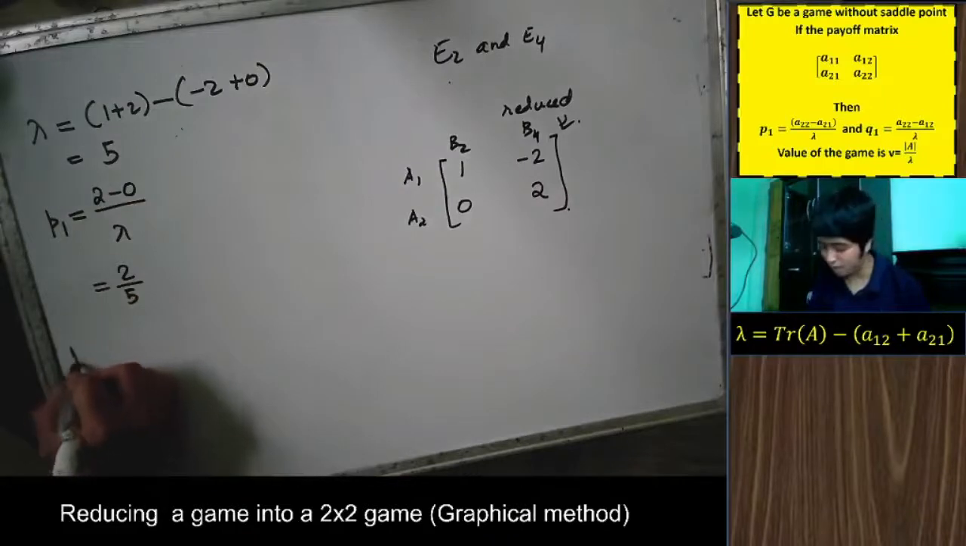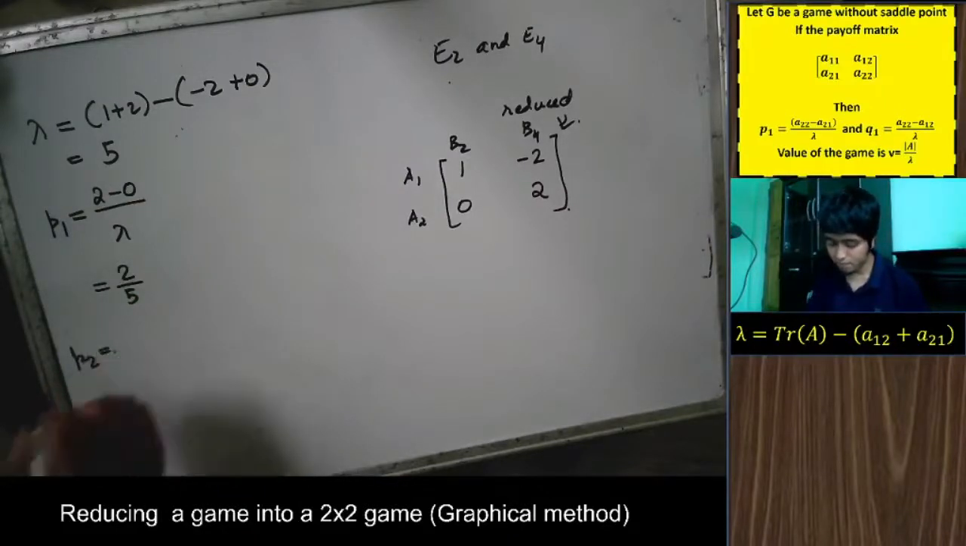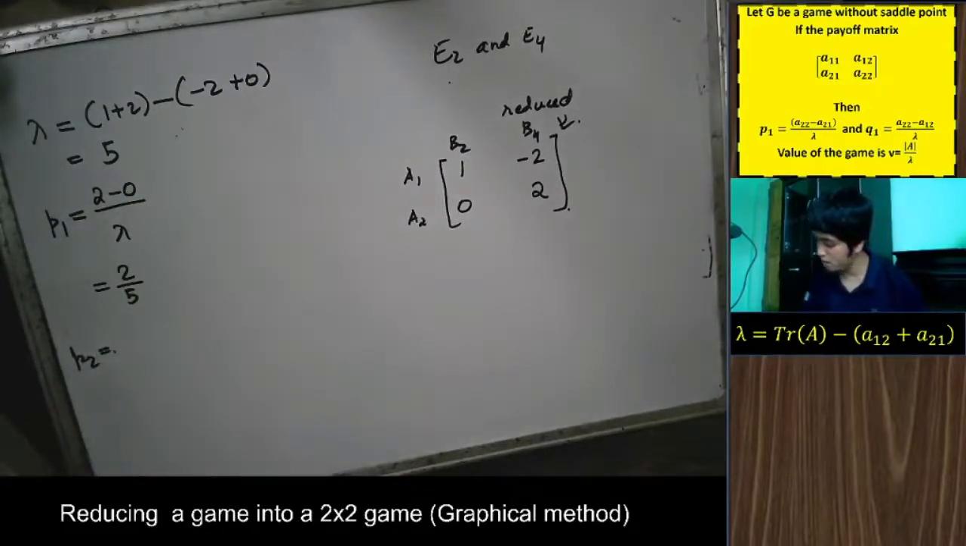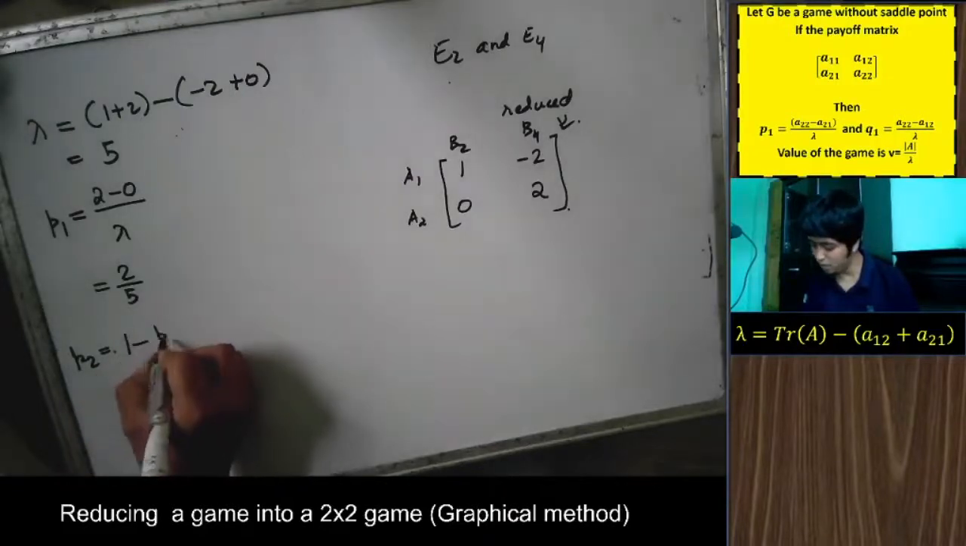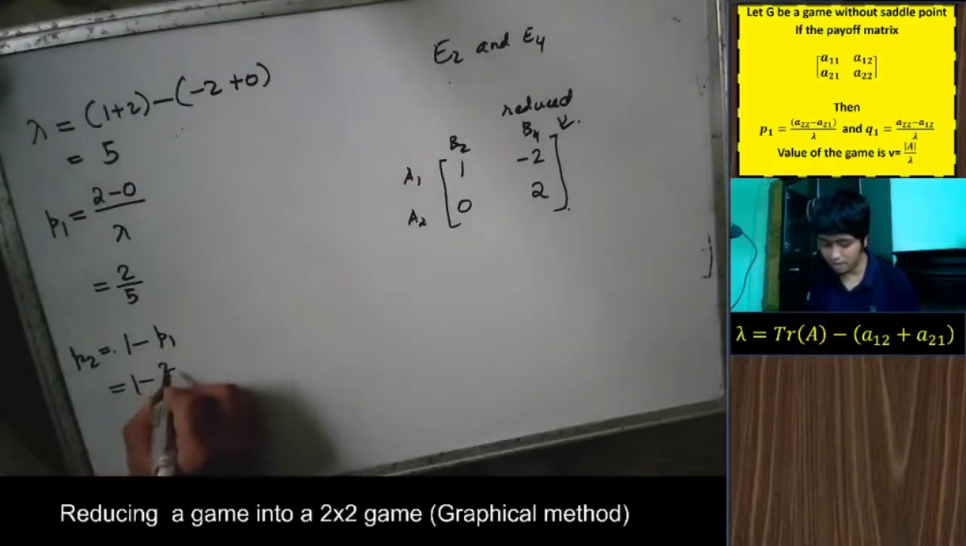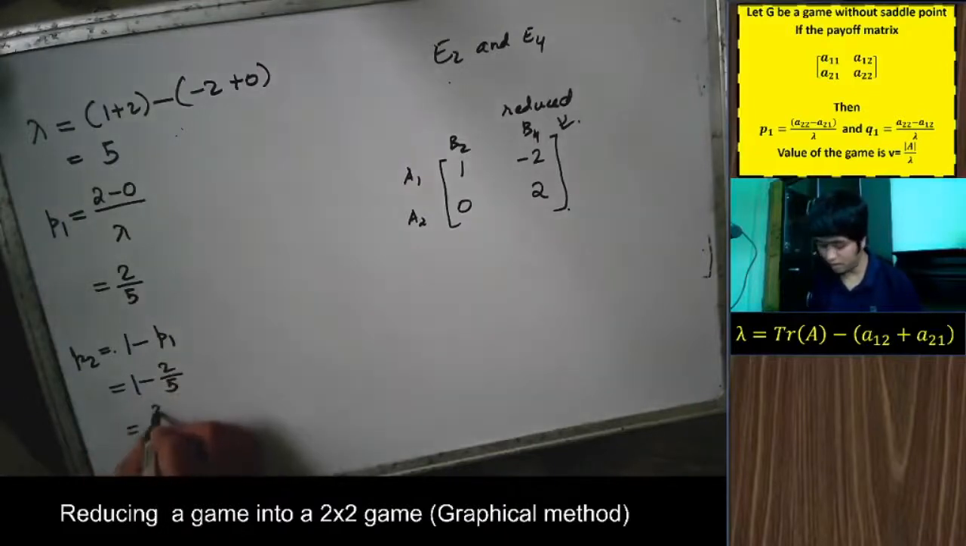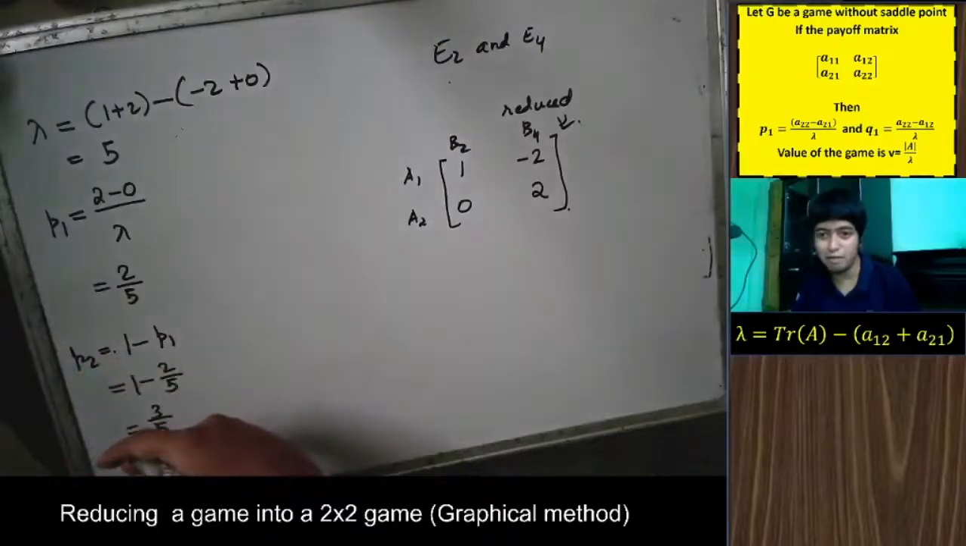And similarly, we can find P2. P2 will be 1 minus P1. It will be 1 minus 2 by 5. It will be 3 upon 5. So this is how we find the values of P1 and P2.